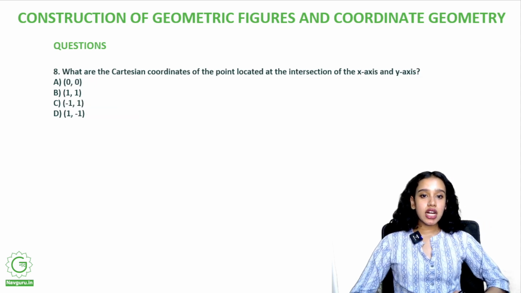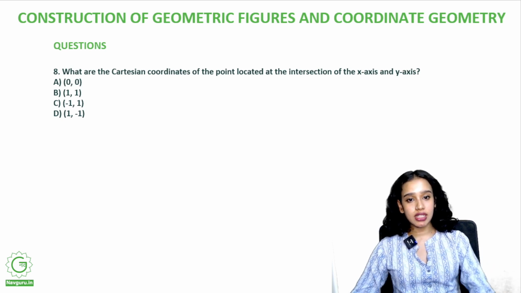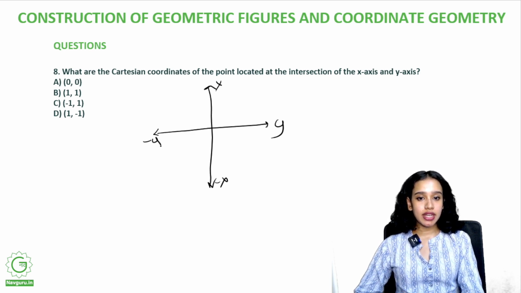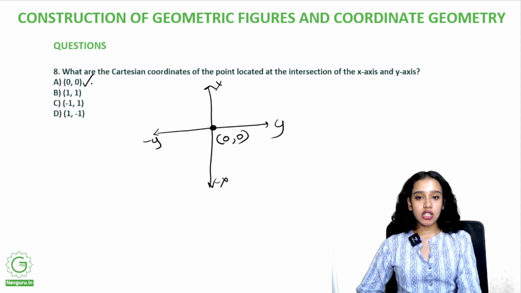Now, what are the Cartesian coordinates of the point located at the intersection of x-axis and y-axis? So we know that this is the Cartesian plane. We have x, y and minus y. Where do x and y intersect? It intersects at 0, 0 at the origin. 0, 0 is also called the origin.